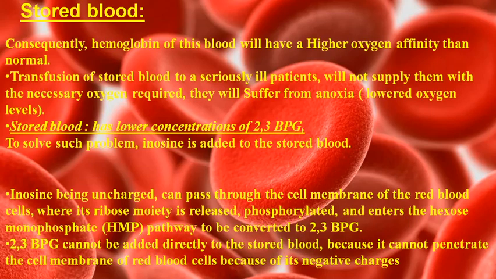To solve such a problem, inosine is added to the stored blood. Inosine, because it is uncharged, will pass through the cell membrane easily, and inside the red blood cells will be converted back into 2,3-BPG, restoring the normal level of 2,3-BPG inside the red blood cells. The question is why we cannot add 2,3-BPG to the stored blood. 2,3-BPG will not pass the cell membrane, being a charged molecule. It is hydrophilic, so it cannot pass the cell membrane of the red blood cells.